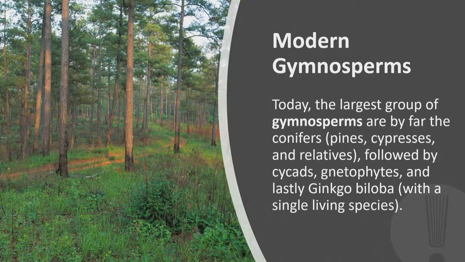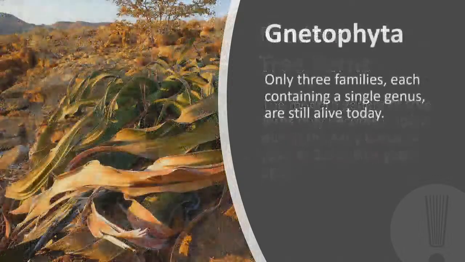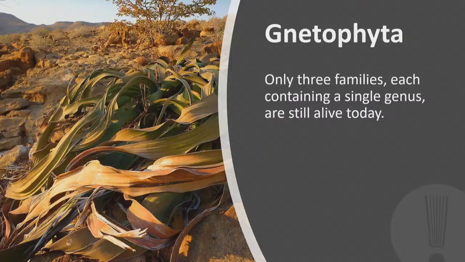I think we said, 200 living species. And gnetophytes, which there are only a few species of still around. And then lastly, ginkgo biloba is the last surviving species of the ginkgophytes. Modern tree ferns. The modern genera of tree ferns only become evident during the early Cenozoic. They are still around. Like I mentioned, only 3 families, each containing a single genus of Gnetophyta, are still alive today.